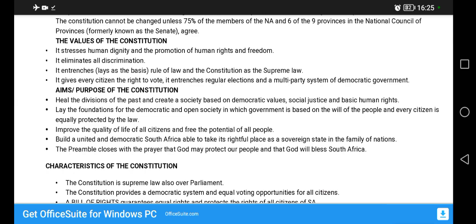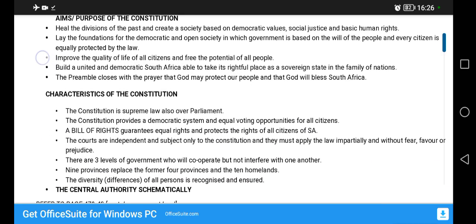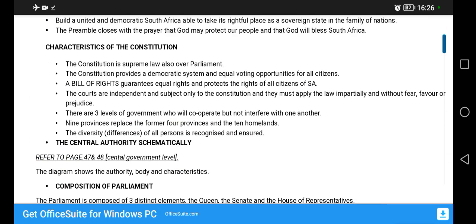And then we have the purpose of it. It is to heal the division of the past and create a society, right? A society that is free, a society that serves us as one democratic society, right? So you'll read there for yourself. I'm moving forward. We also have the characteristics of the Constitution.